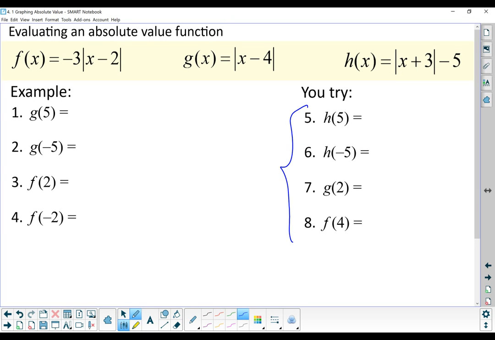So if I want to evaluate h of 5, I'm going to use this function right here, h. And so we would substitute that 5 in for x. So it would be the absolute value, and I'm going to sub the 5 right there, plus 3, and then subtract 5. Now you have to add these together first, and that gives us the absolute value of 8. Subtract 5. Well, the absolute value of 8 is 8. And so then if we subtract 5, we get a final answer of 3.